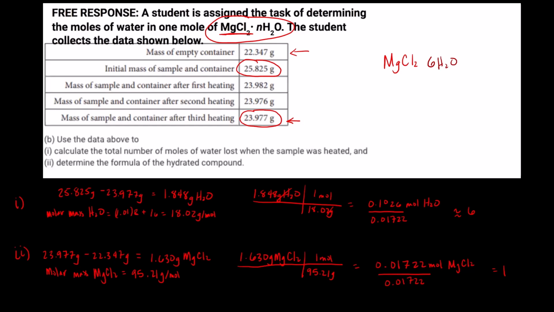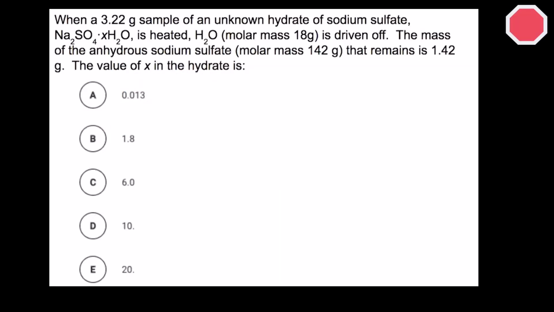All right, so here's another multiple choice problem. We have a 3.22 gram sample of an unknown hydrate of sodium sulfate, Na2SO4·X H2O, and it's heated. H2O, the molar mass is 18 grams, is driven off. The mass of the anhydrous sodium sulfate, the molar mass of 142, that remains is 1.42 grams. What is the value of X in the hydrate?